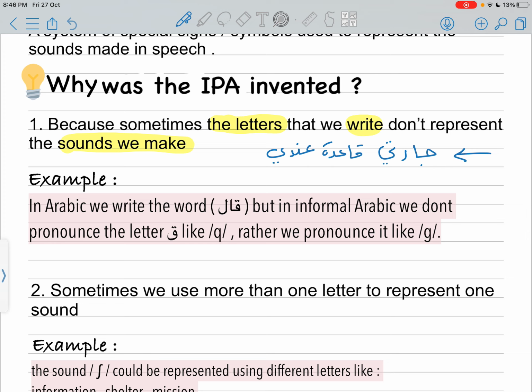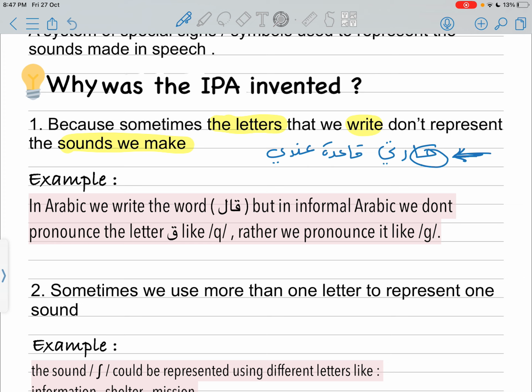So if I want to read it, in my accent I will read it like جارتي قاعدة عندي. This is my accent, but for you, you might read it like جارتي قاعدة عندي or جارتي قاعدة عندي. It depends on your accent. So if I write this sentence to my friend and my friend knows my accent, she definitely will know that I read it like this. And if you write this sentence to your friend and your friend knows your accent, they will definitely know that you mean this.